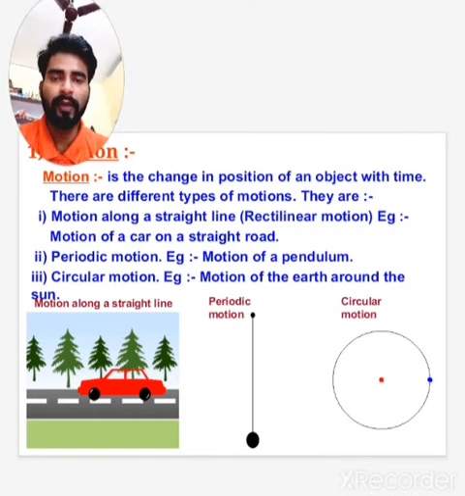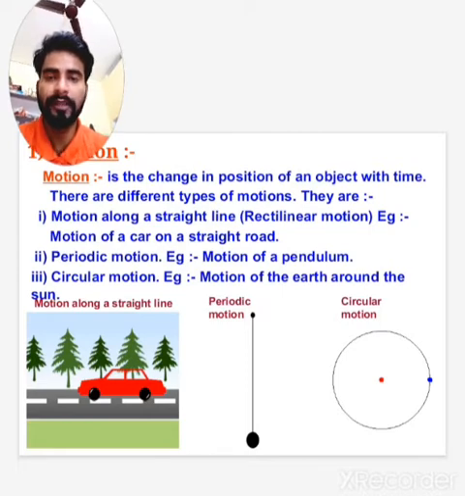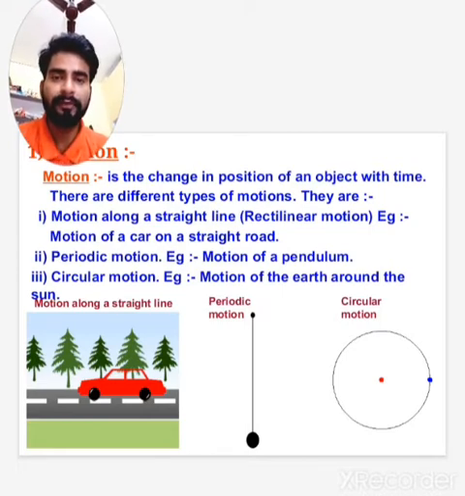So what is motion? A body is said to be in motion if it changes its position with respect to time. It is very simple. If a car is moving on the road, that means it changes its position at every interval of time. Easily we can understand motion. If anybody is changing its position with respect to time, it is known as motion.